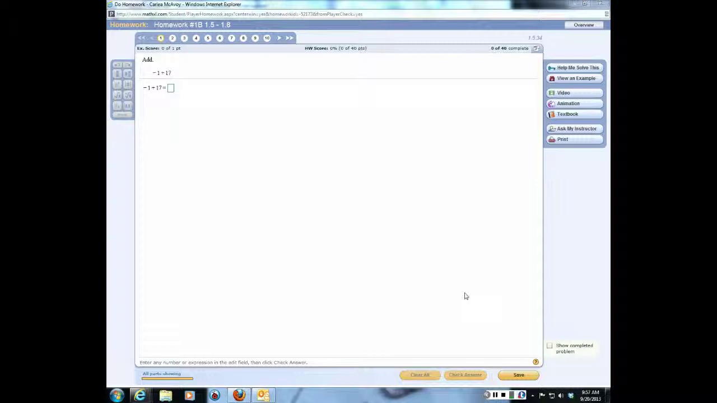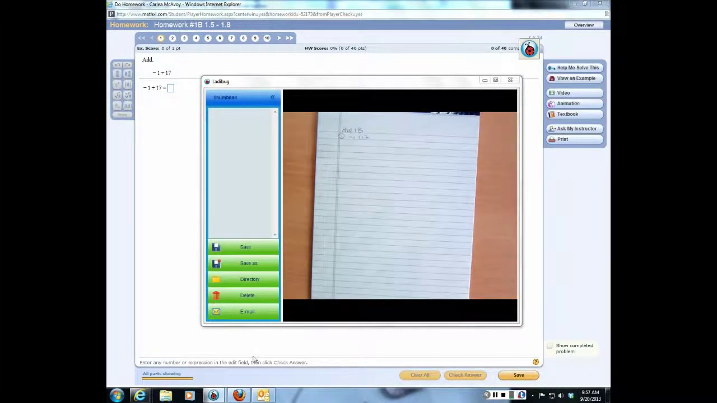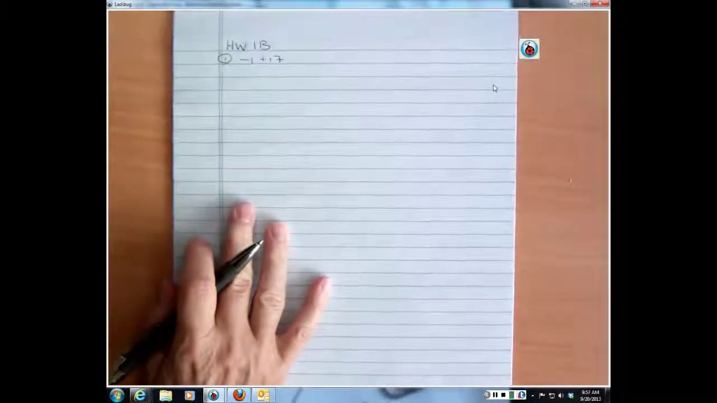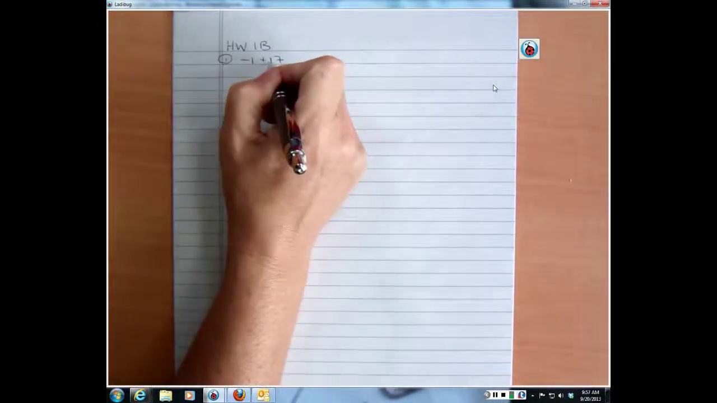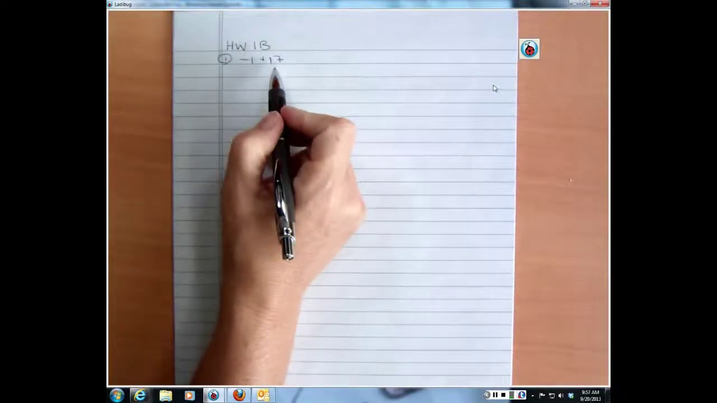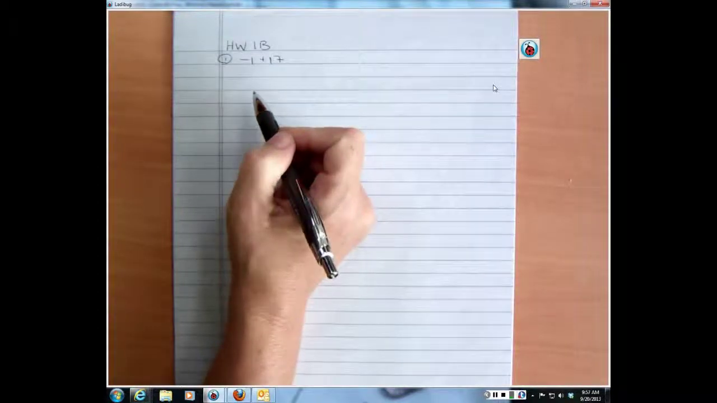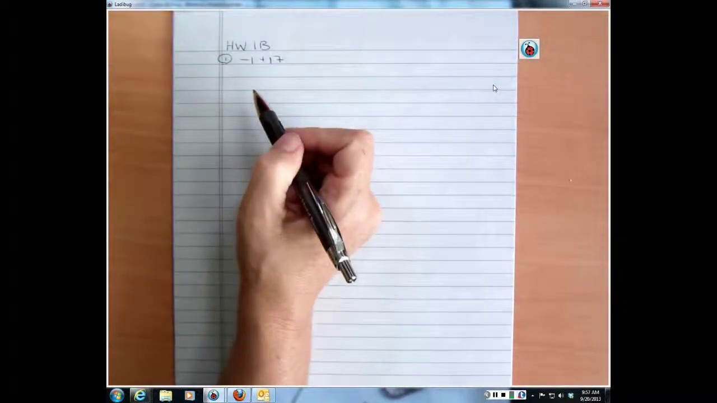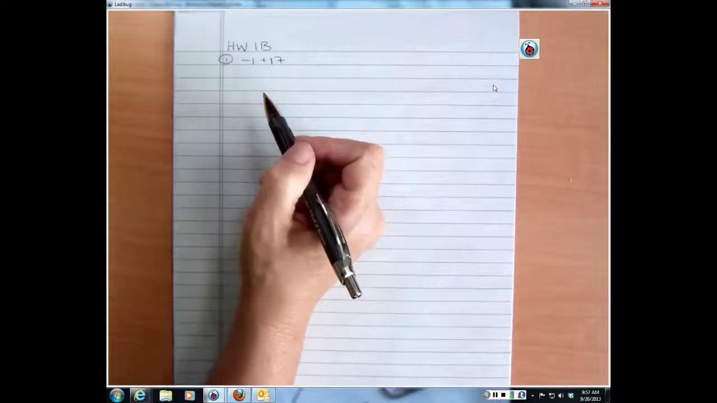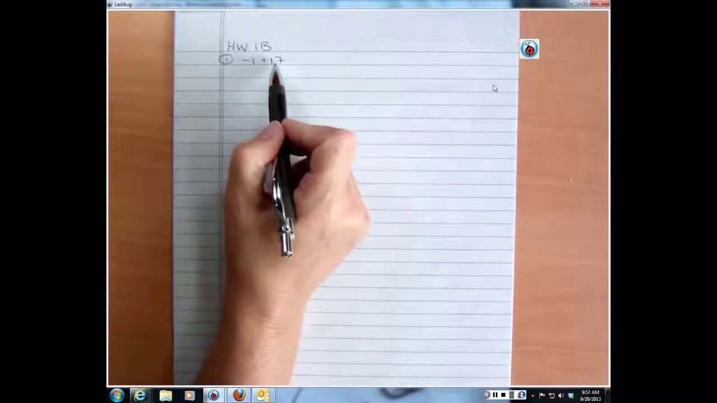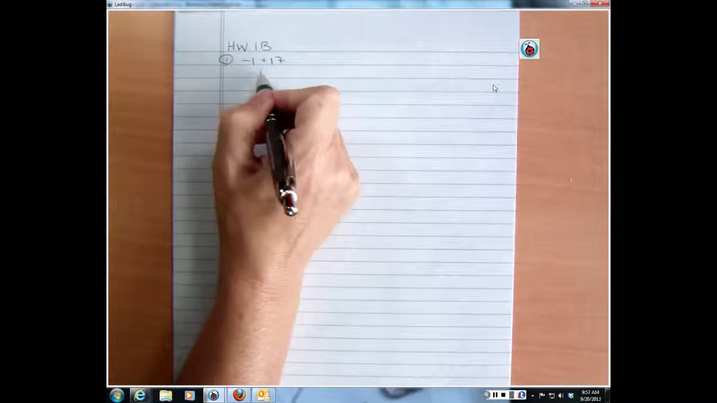The first one here, as you can see on the screen, is -1 plus 17. The way I do these is to ask myself, what do I have more of? Do I have more negatives or do I have more positives? And obviously in this problem I have more positives. If you think about all these 17 positives being lined up and then just one negative, obviously there's going to be positives left over. That means that our final answer is going to be positive. I have one negative and 17 positives for a total of 16 positives.